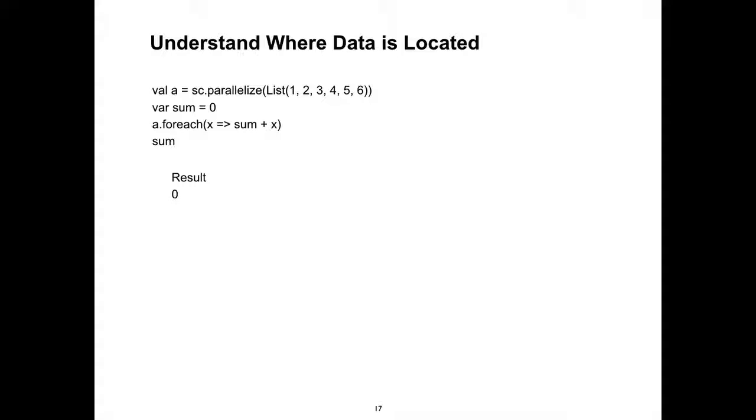And so you really want to be careful about where is all the data, right? That sum is on the master machine. A is an RDD, which means it's not on the master. It's on all the worker machines. Different location, right?